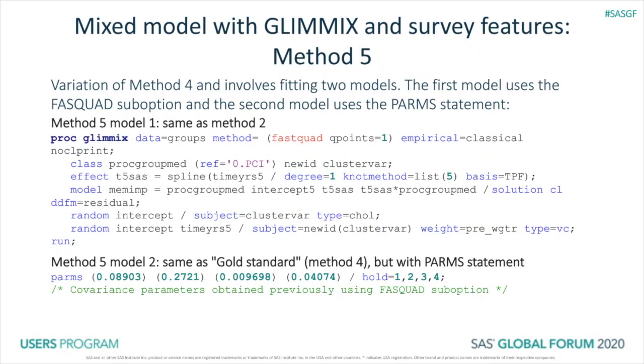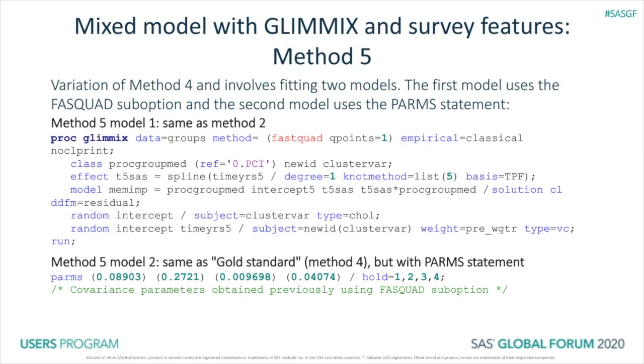Then finally, method 5 is also a two-step process. So in the first part, we also use the same method as method 2, where we have the fast QAP sub-option and the probability weight. But the purpose of this first model is a little bit different from what we have seen before. In this case, we fit this first model with the goal of obtaining the covariance parameter estimates.